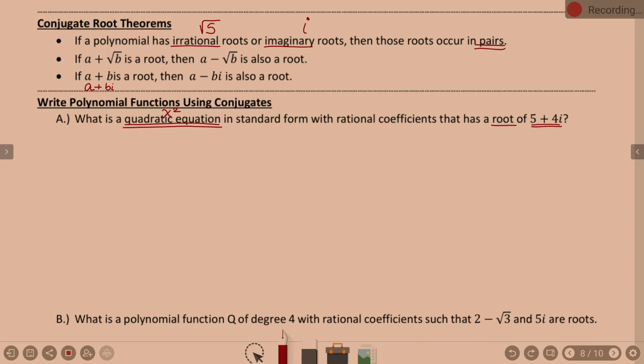They only give me 1 root. What are they expecting you to know? The other one's just with the sign flipped. If 5 plus 4i is a root, then what is the conjugate of 5 plus 4i? 5 minus 4i. Okay, these are conjugates. We're going to set this up in our factors and we're going to multiply. Ready to try it?